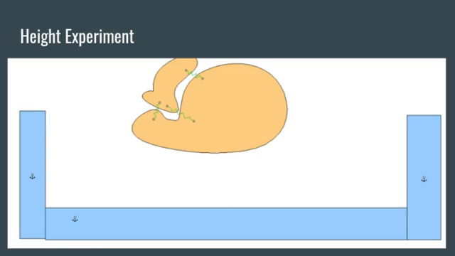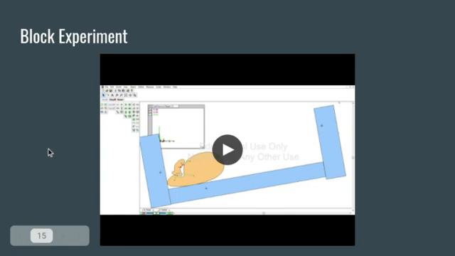The independent variable for this experiment was the height of the model. The dependent variable was the total force on the scaphoid in newtons, and controlled variables were the angle of the model and the block. Here is a still from one of the height experiments.